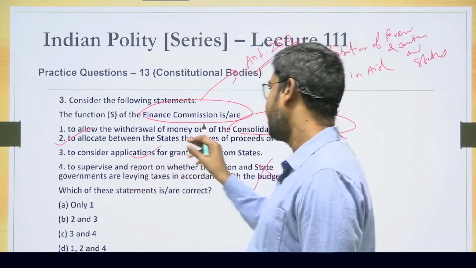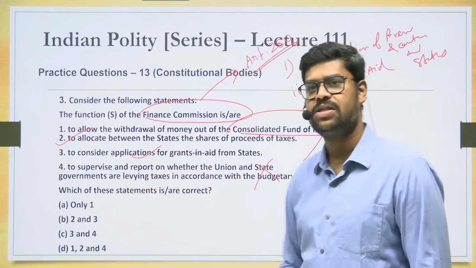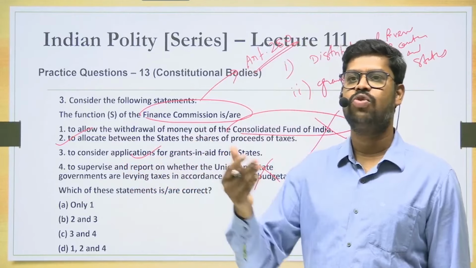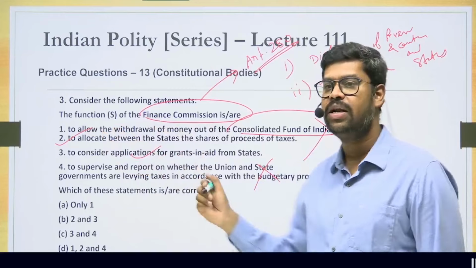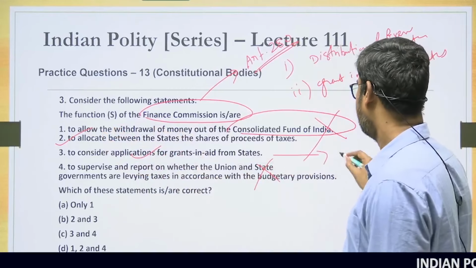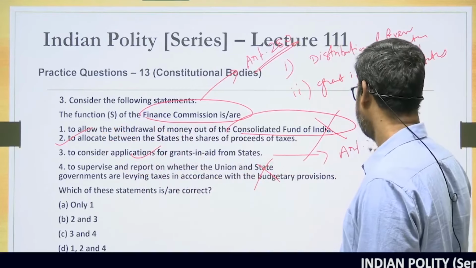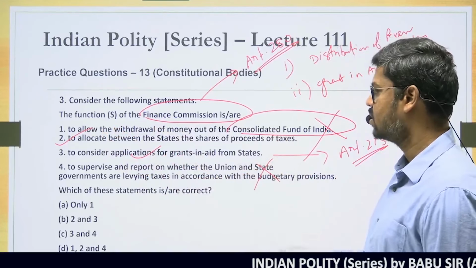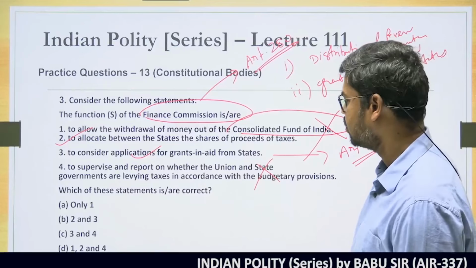To consider applications for granting aid from the states. Yes, this they may consider, because ultimately it is for the Finance Commission to recommend to the center to provide granting aids to the states under Article 275 of the Constitution. So, this they may look into, but the other things are not the answer. So, therefore, what is the right answer here?